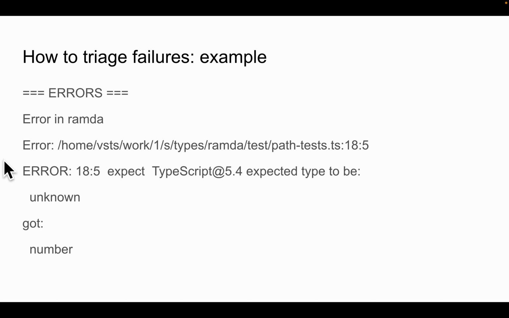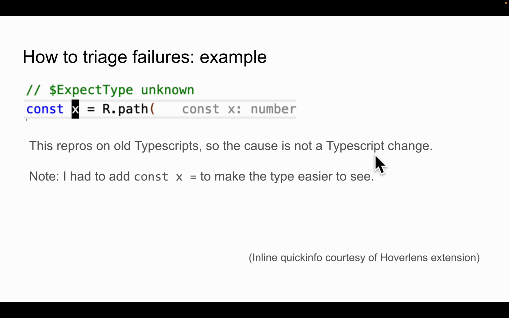And it'll say an error in Ramda. Here's the file, there's the line, and we expected an unknown but got number. So the first step is to say, let's open up this file and see if we can repro it locally. So I've got a screenshot from an editor, and it's actually running TypeScript 5.3, not 5.4, which at the time that I recorded this example was next. 5.3 I think was in beta or RC or something like that. It was about to be released.